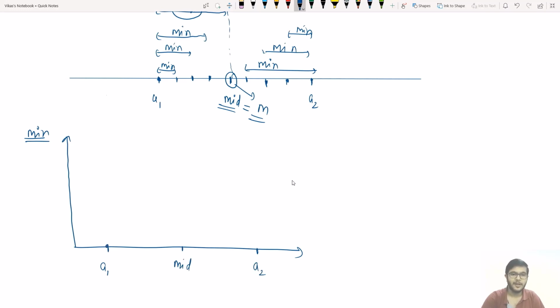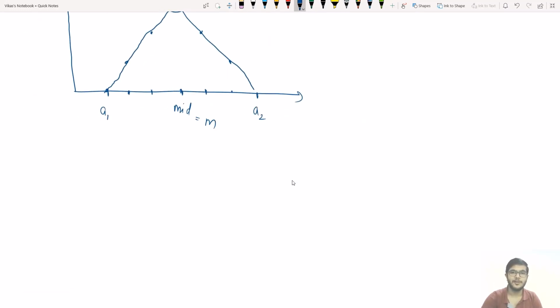Now if my m is at a1, my min is 0. If my m is here, my min is, let's say, here. If my m is here, my min is here. Similarly, if my m is here, my min is now decreased. Similarly here, my min is again decreased. So we can clearly see that at m equals mid, my minimum is maximized, or greatest. So we are going to choose m as the mid value of two adjacent elements.